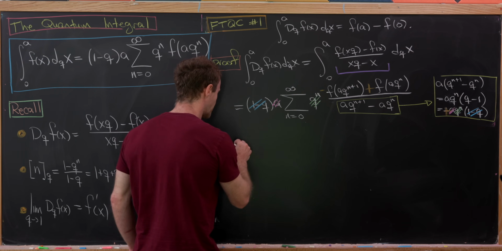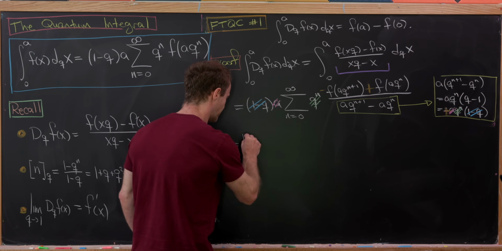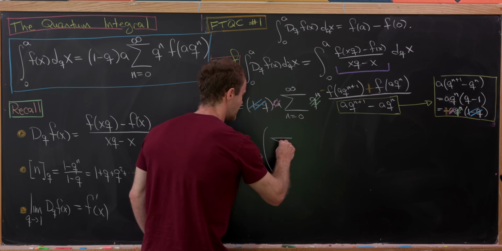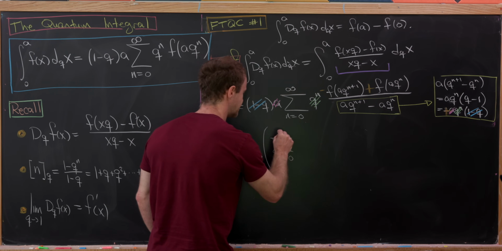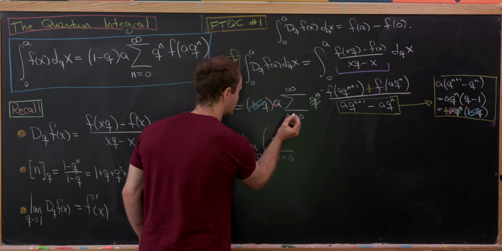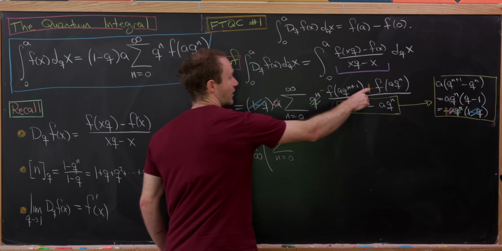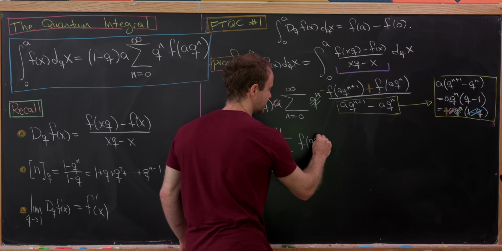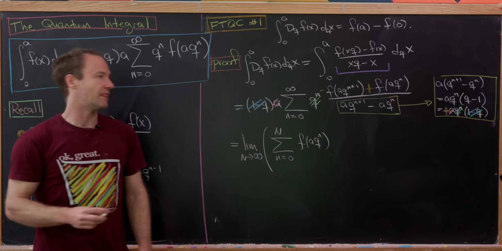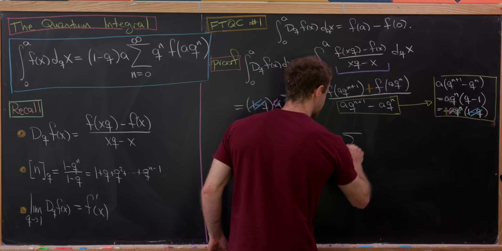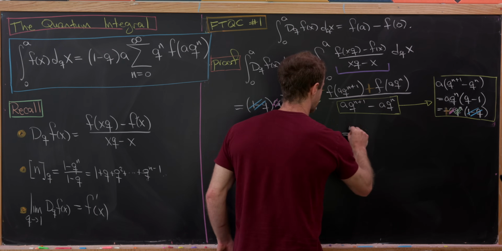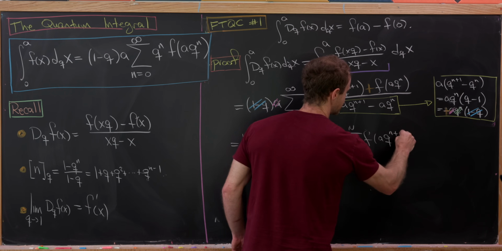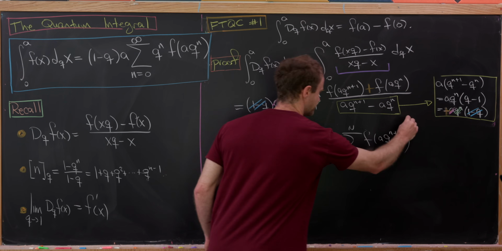And then from there, we'll write this as a limit of partial sums. So we've got the limit as n goes to infinity of the sum as n goes from 0 up to capital N of, well, the one attached to a plus, so that's f of a times q to the n. And then minus the sum as little n goes from 0 to capital N of the one attached to a minus, so that's f of a times q to the n plus 1.